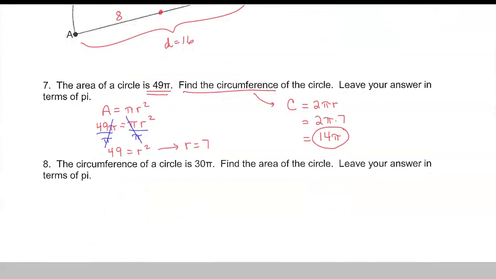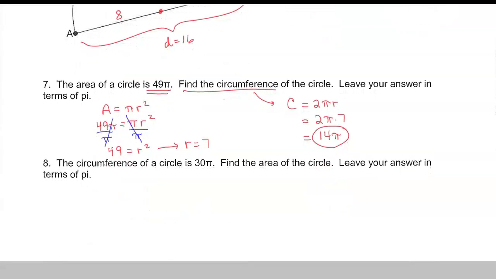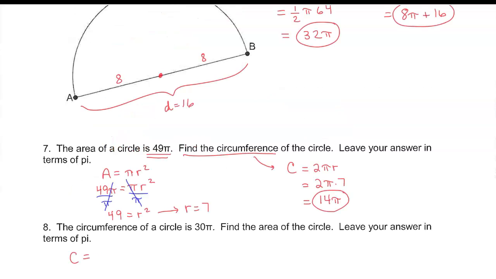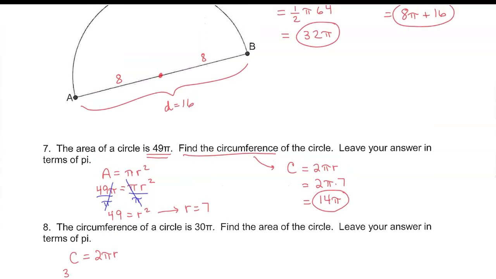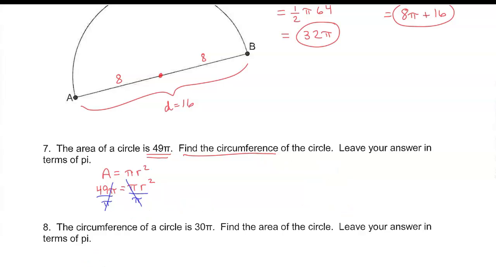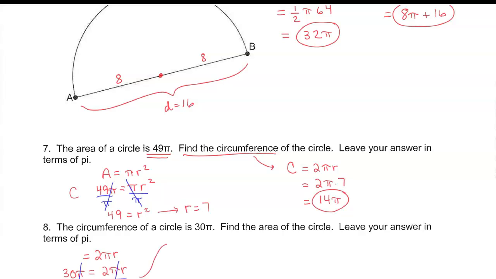Number 8. The circumference of a circle is 30 pi. C equals 2 pi r. Since circumference is 30 pi, I'm going to substitute in 30 pi for the circumference. I can divide both sides by pi. So that means 30 equals 2r. Now I'll divide both sides by 2. So radius is 15.